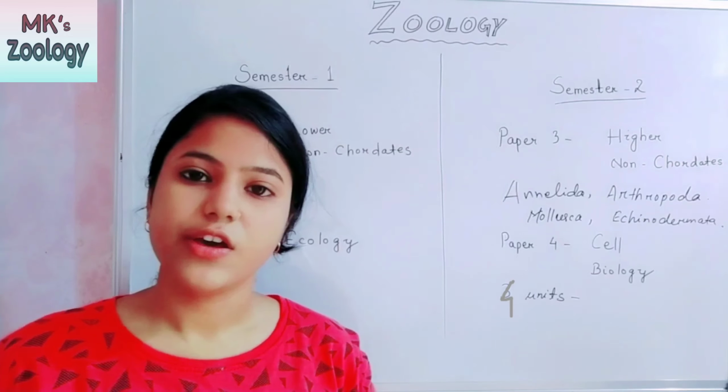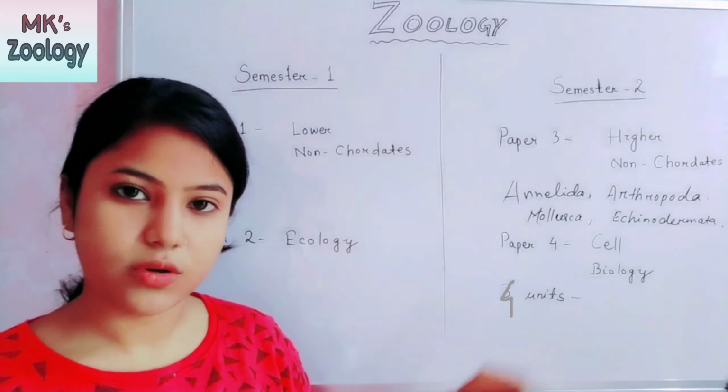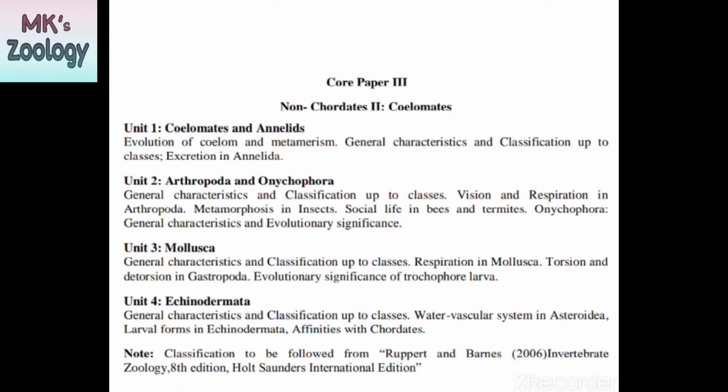Here on the screen you can see the detailed syllabus of paper 3 and paper 4. So this is the syllabus of paper 3, that is higher non-chordates. The higher non-chordates are also called coelomates because you have already studied paper 1 of semester 1. There you have studied the phylums Protozoa, Porifera, Coelenterata and Platyhelminthes. The organisms of the first three phylums, that is Protozoa, Porifera and Coelenterata, are acoelomates, that is coelom is not present in their body.